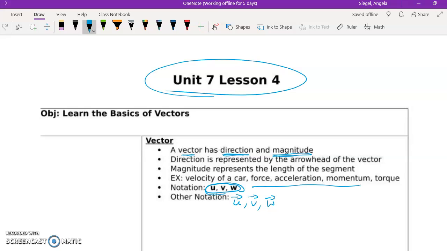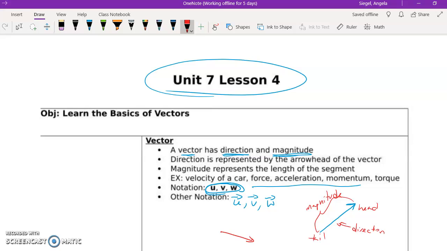So I want to start off with the basics of a vector. Let's pretend we have this vector right here. This length is called the magnitude. And this is the tail, the initial position. And this is the head, the terminal position. Also notice it has a definite direction. If I had the same magnitude but it was going down this way, my vector would be different because the direction is different.